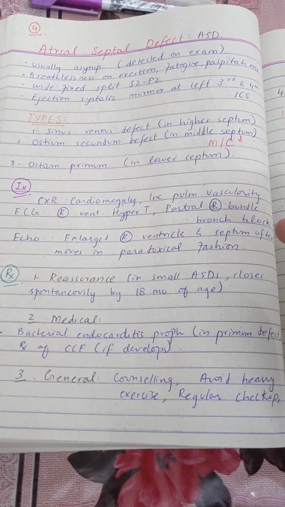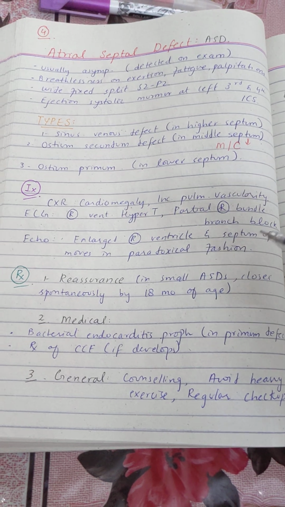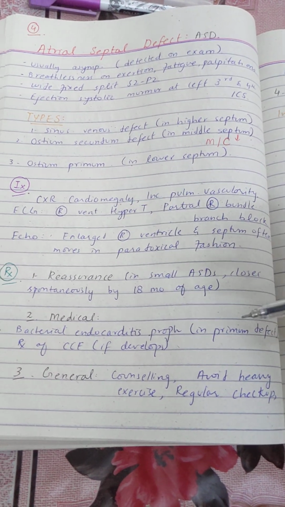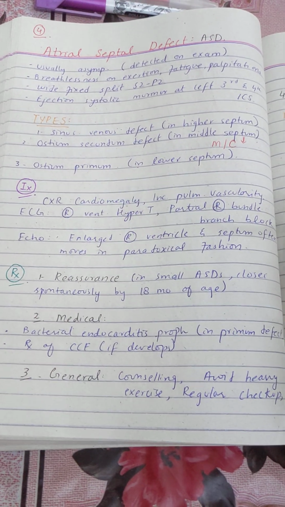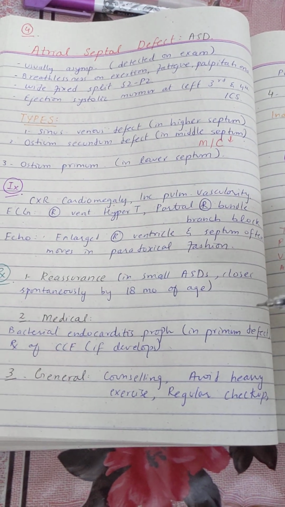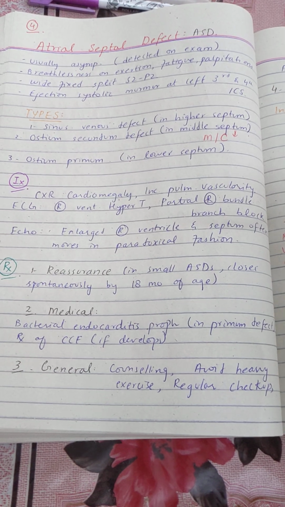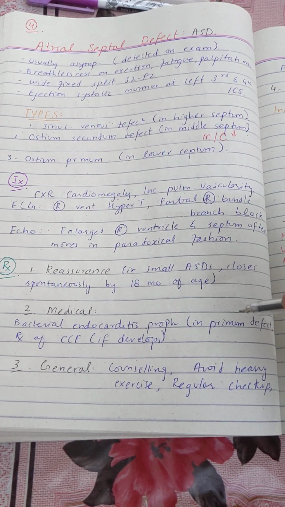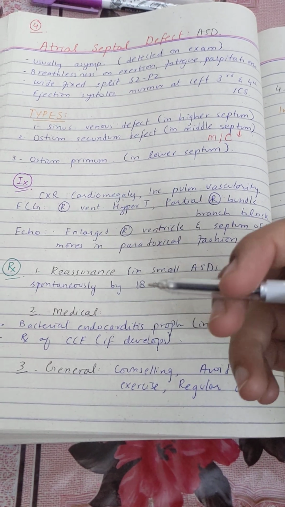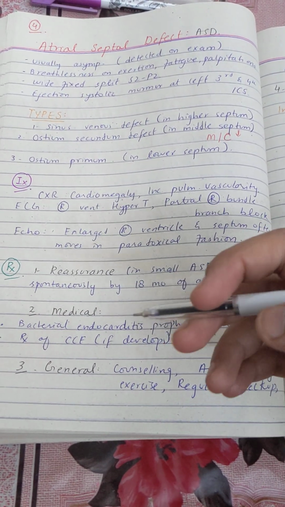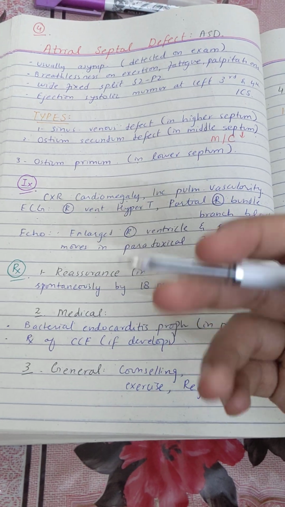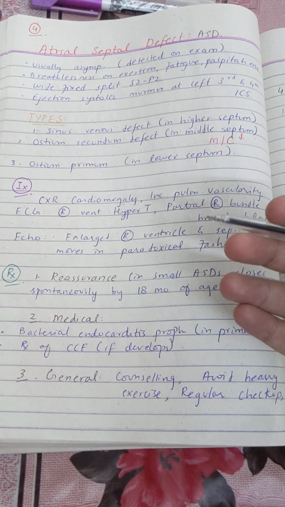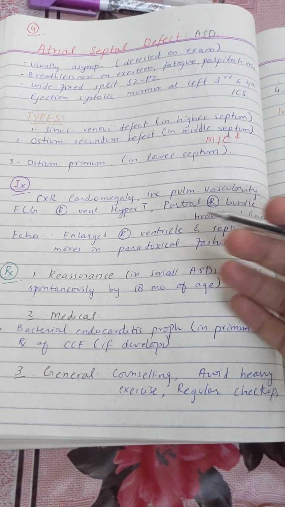And what is the important medical management that can be done? Prophylaxis can be given to the child for bacterial endocarditis in the form of antibiotics, and it is mostly given in ostium primum defect, which is in the lower septum. Also, if congestive cardiac failure occurs, then we will do medical management, which we've already discussed in the case of VSD: diuretics, digoxin, ACE inhibitors, inotropic support, etc.